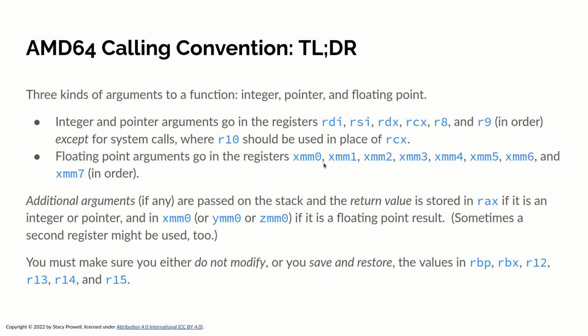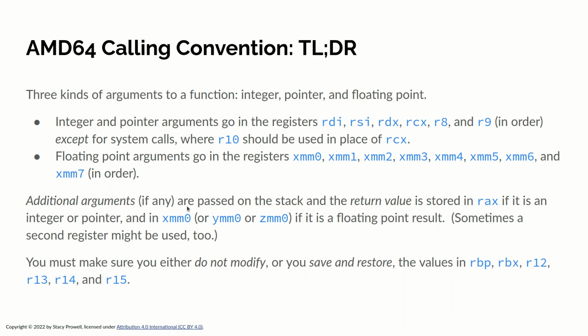Floating point arguments go in these. We can have up to 8 of them. They go in that order. What if I have more stuff? Well, then I can put them on the stack. Return value is in RAX. That's 64 bits. It can hold a pointer, an integer, a byte, whatever. You just have to know how to interpret it.